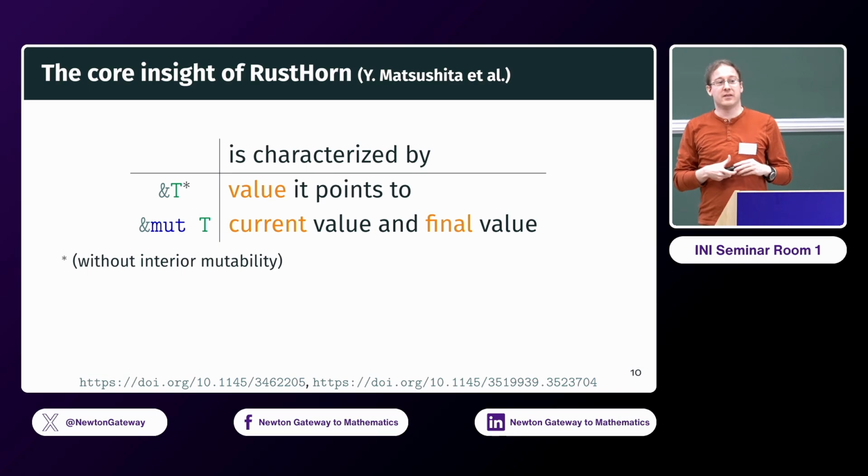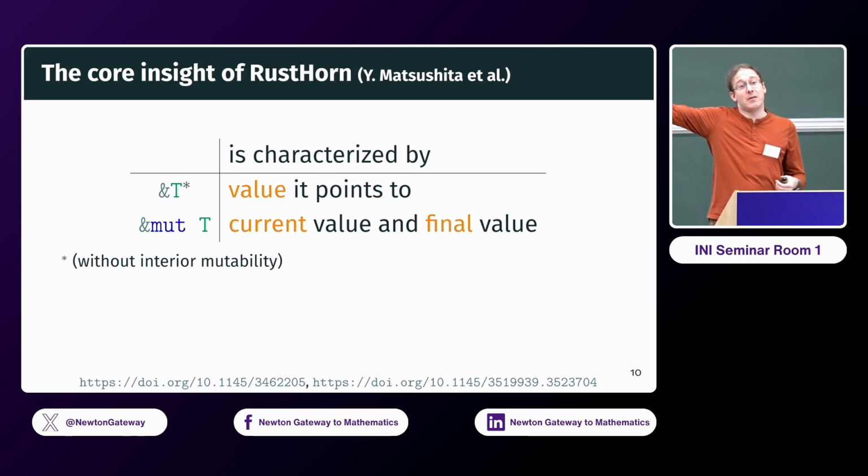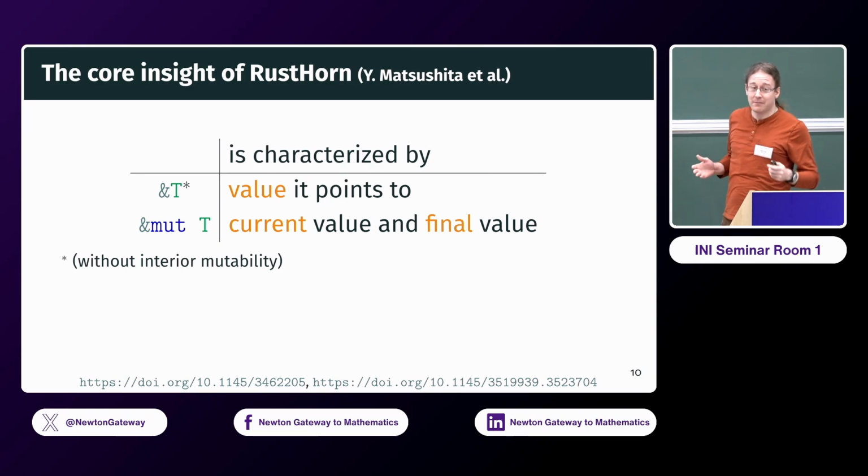And then mutable references are completely characterized by the value they have right now and the value they will have at the end of their lifetime, when they can no longer be used. This is not at all obvious, and proving this was a big feat. So I have the references for that at the bottom, and I would assume, like Matthew, that these slides will appear somewhere where you can click the links.